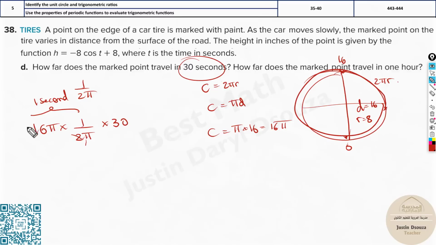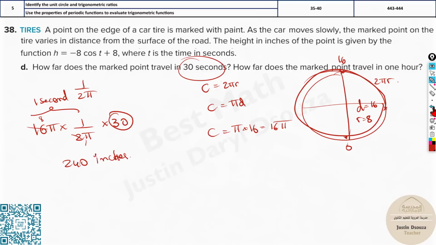Let's just solve this: 1 times 8 pi... 8 threes are 24 and 0. It is 240 inches. That is the distance traveled. And the same thing they ask for 1 hour. Now, what do we do over here? Again, we know this one. We can just rearrange this, or you can just change this to 3600. It's up to you. I'll change the same formula, just changing the seconds to 1 hour.